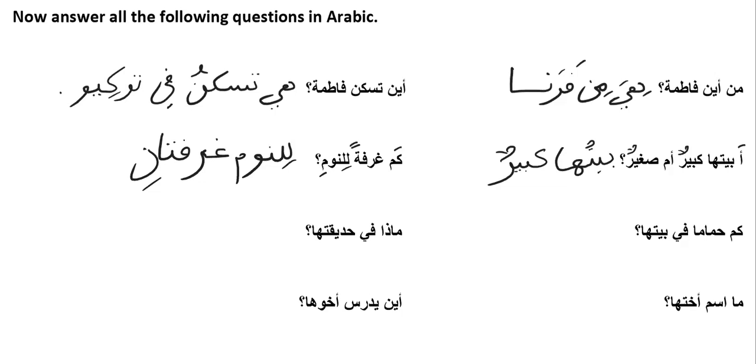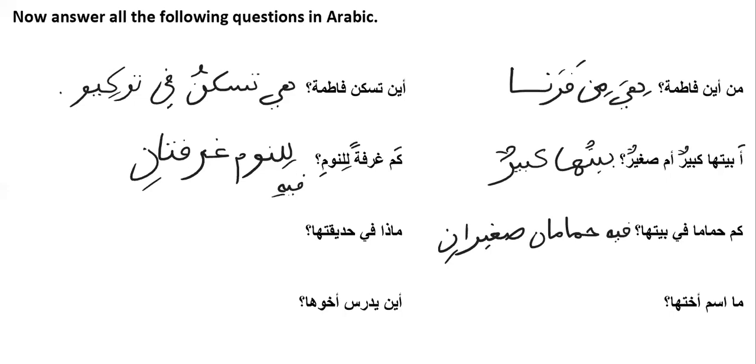Can you alternate hatani ghurfatani lil nomi? No, we could say, we can just say fihi, like in it, ghurfatani kabirani lil nomi. Okay. Kam hammaman fi baytiha? Fihi hammamani sagirani. Naam, so we say fihi hammamani sagirani. Jameel.